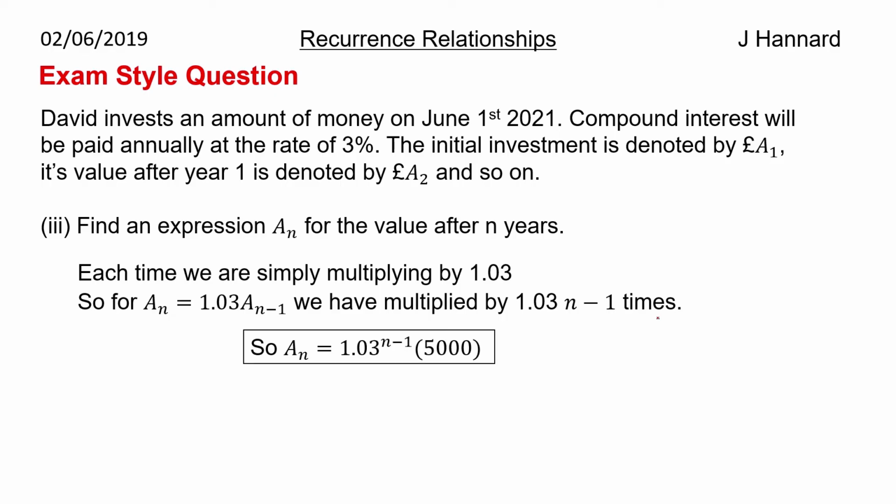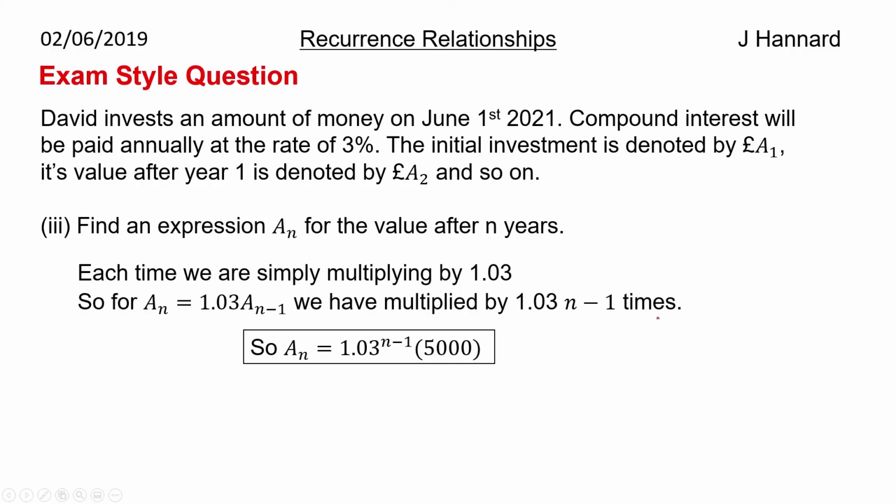So that means An equals 1.03 to the n minus 1 times 5,000, because we've done it n minus 1 times, and we've kept times in our initial investment. Even though it may not seem that way, that is what we've done. So our expression is An = 1.03^(n-1) times 5,000, and that is it. That is recurrence relationships.